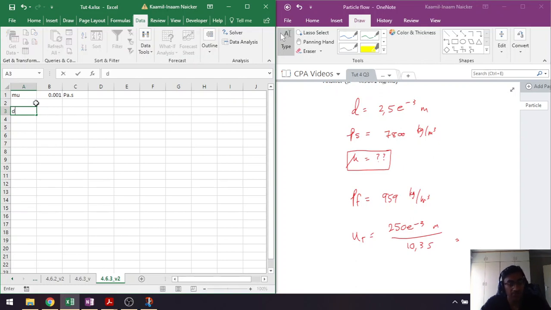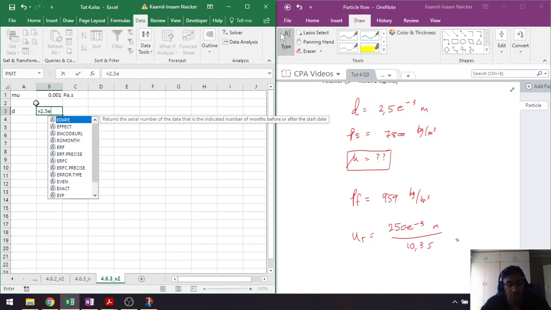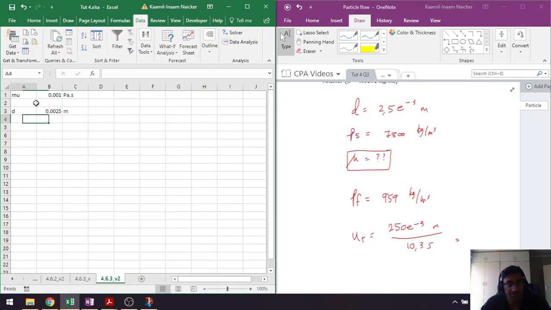So we've got our mu down. Let's put in the diameter, 2.5 times 10 to the minus 3 meters. The rho of the solid is equal to 7,800 kilograms per cubic meter. The rho of the fluid is equal to 959 kilograms per cubic meter. And then the terminal velocity is equal to 250 e minus 3 divided by 10.3, and that's meter per second. All right, so we've got everything that we need.